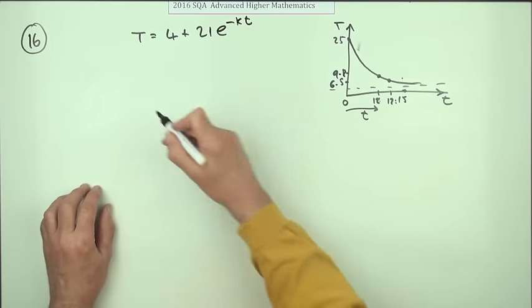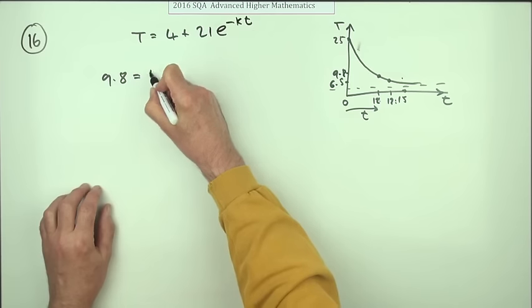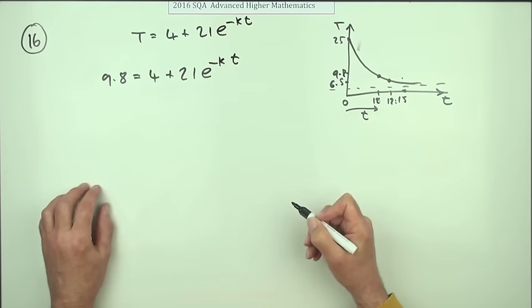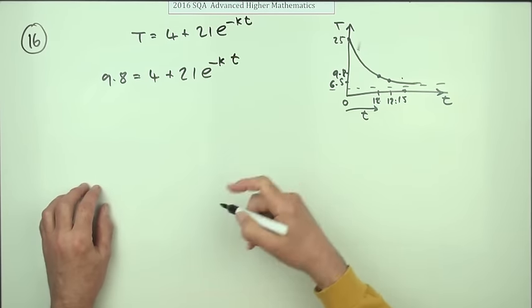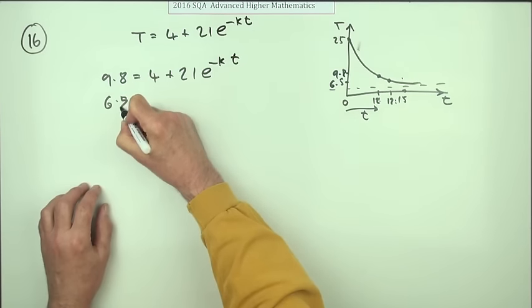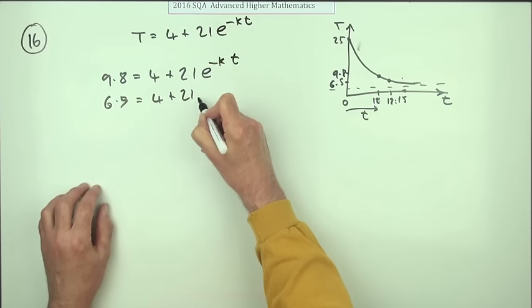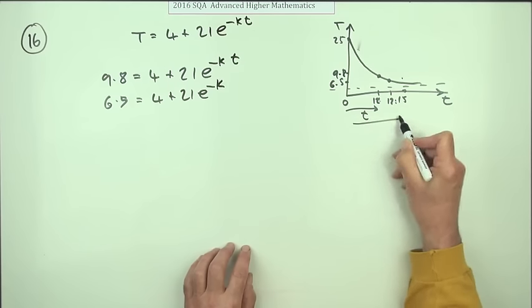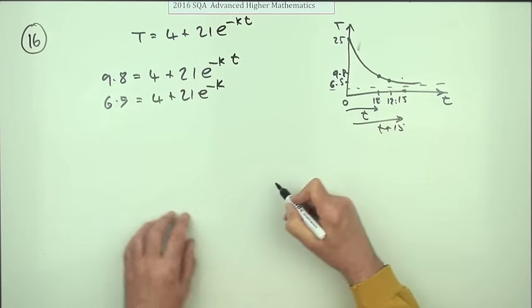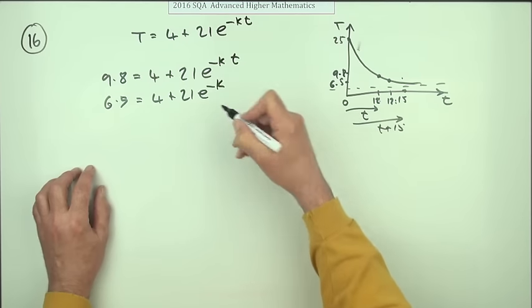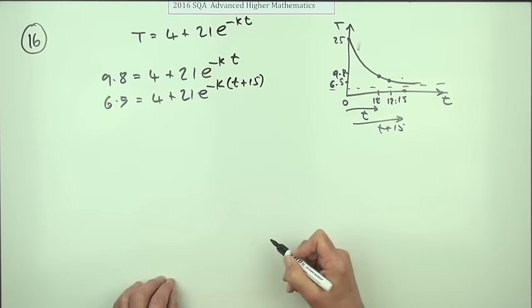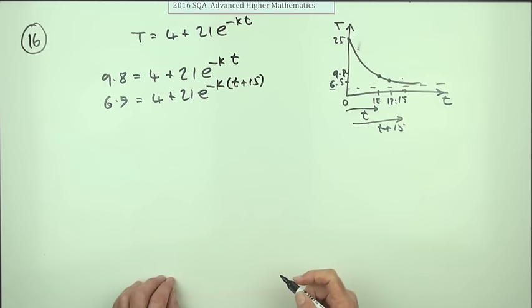I know that its temperature was 9.8 at some time after the start, and its temperature was 6.5 at 15 minutes later than that. That would be T plus 15. So T must be in minutes, or else I won't be able to do this. There's a pair of simultaneous equations.